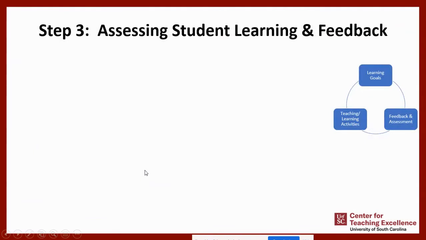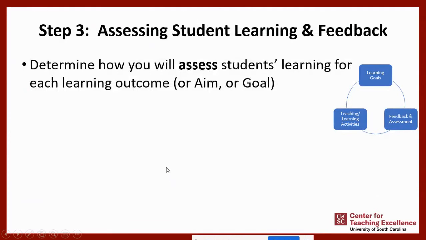Okay, so step 3 is assessing student learning and feedback. Now, how will I know that students learned what I wanted them to, that they achieved the aim or the goal or the learning outcome, whatever it is that you're looking at? So we're now in this feedback and assessment of the learning goal here.